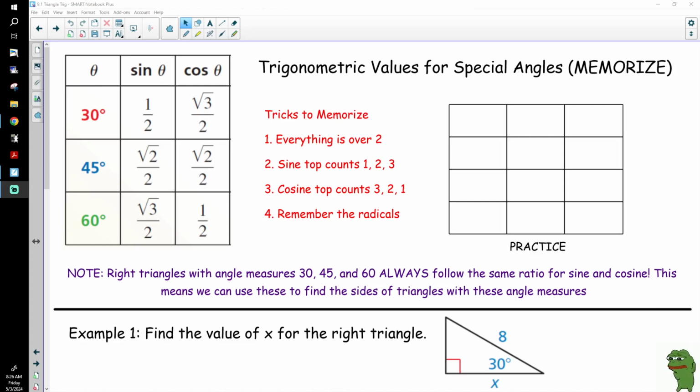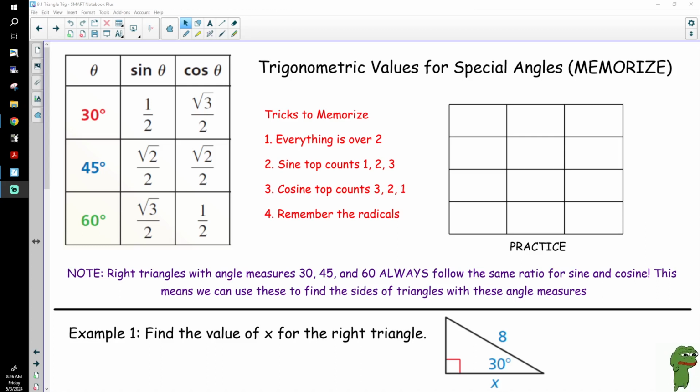Okay, so we are doing trigonometry, one step closer to pre-calc. The first thing we need to realize is we will not have a calculator, so we need to be able to evaluate and find sine and cosine without the help of a calculator. So we're going to get this table memorized into our noggin. It looks terrible, but it's super easy to remember.